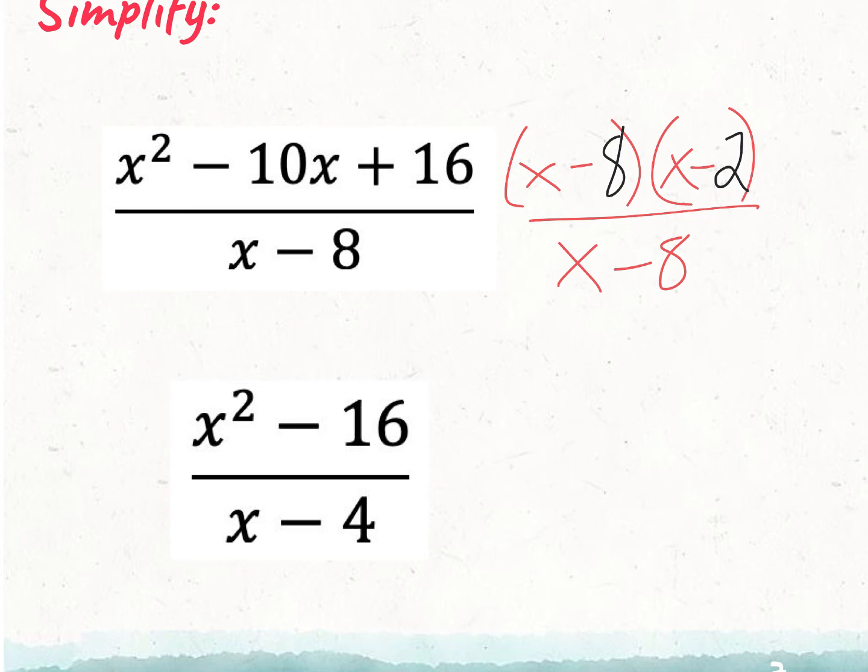Mr. Nault, do you think we factored it correctly? Yeah. Yes. And then what happens? Eliminate the x minus 8 to be left with x minus 2. Perfect. That's it. Okay.